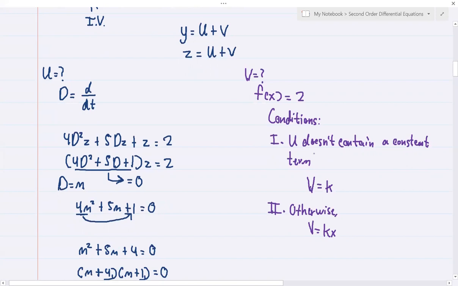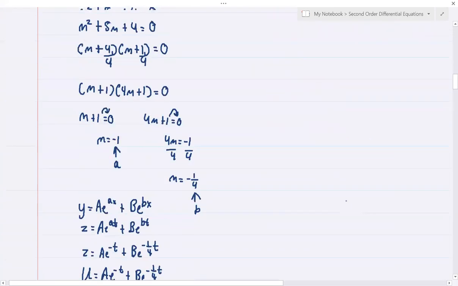But if your u does contain a constant term, then your v is equal to kx. Basically, I simplify it. Sorry if I made it into a complicated explanation. So let's observe your u.